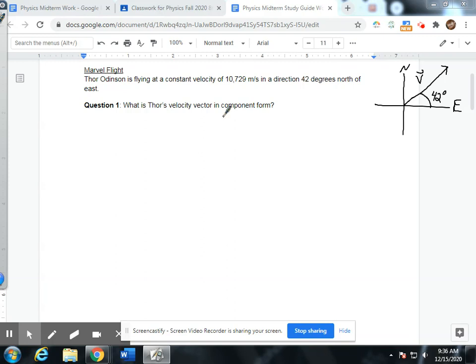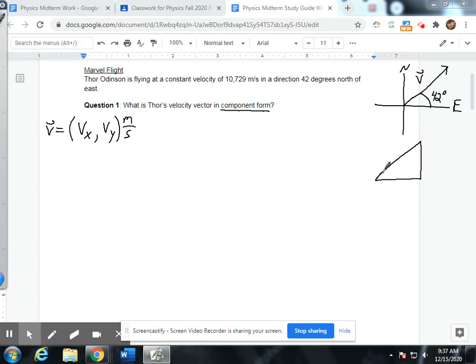Now, to get the component form, we first need to remember what component form means. This will have velocity is equal to, and then we just write its components. In this case, we'll have an x component and a y component. And we just need to figure out what these two components are. To do that, we'll remind ourselves of a little bit of a trick.